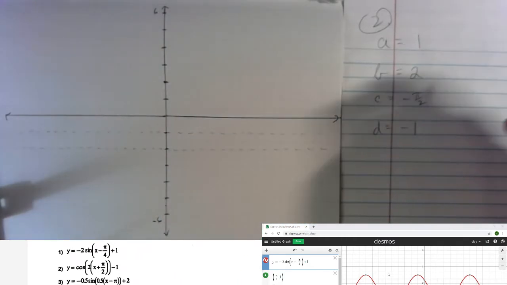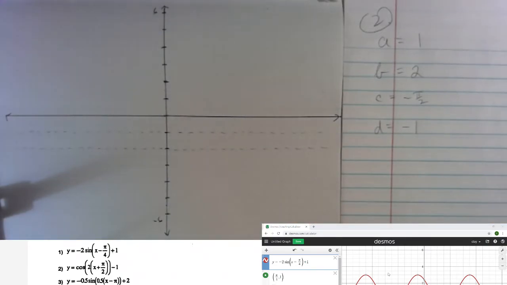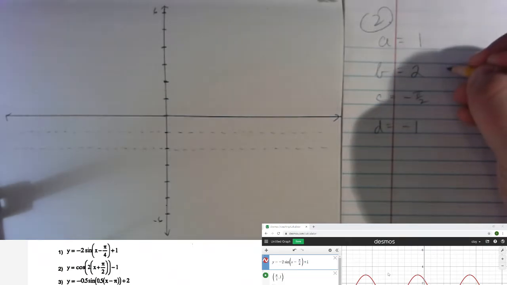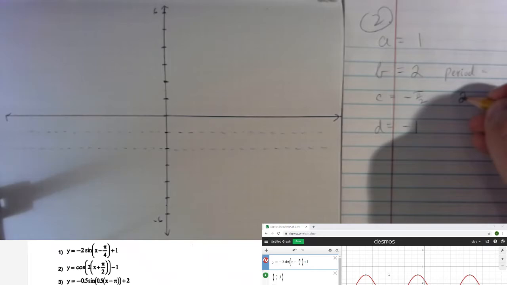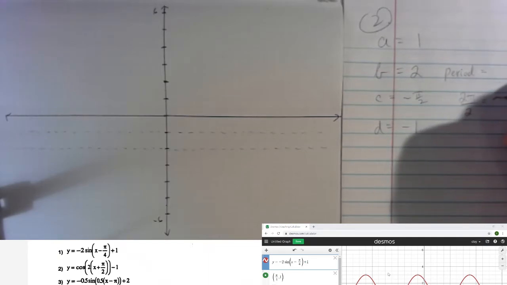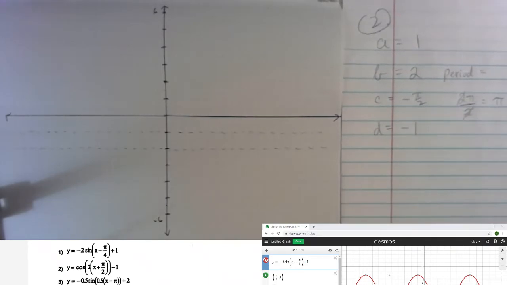Okay, we're ready to keep on graphing. Now, for this one, my B value is 2, so let's figure out what the period is. So the period is going to be 2 pi divided by 2, which is pi. So this thing's going to have a complete crest and trough in pi units.